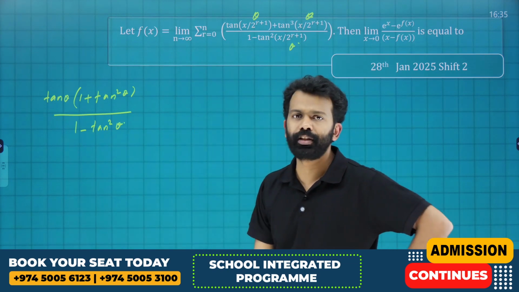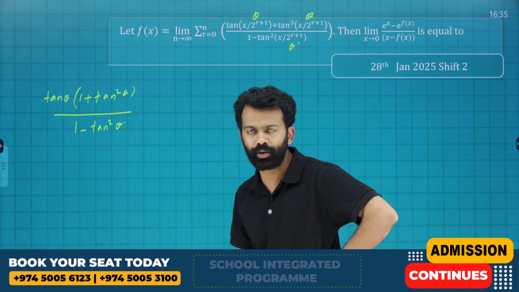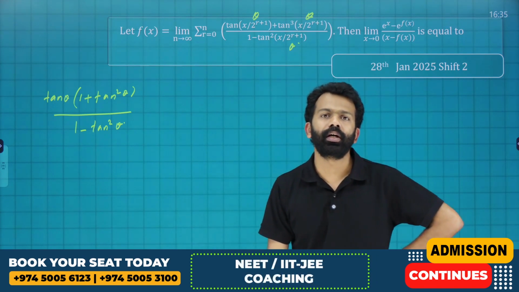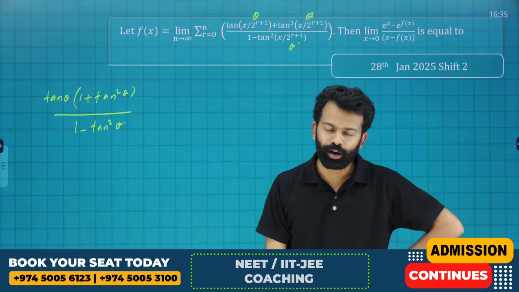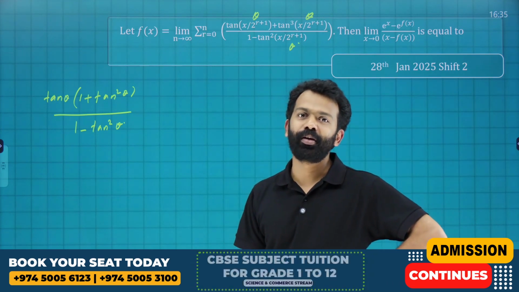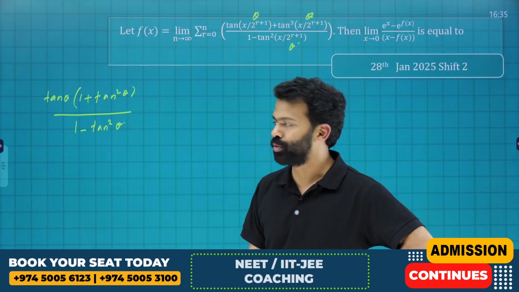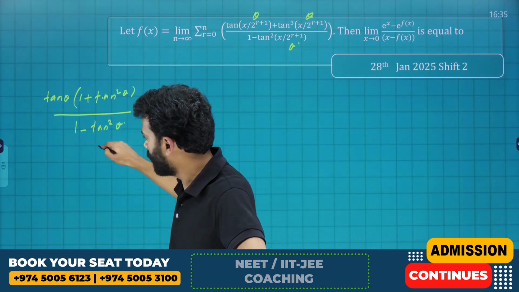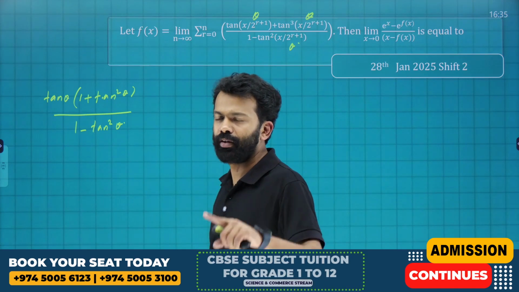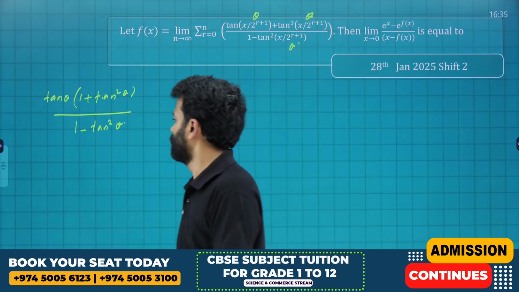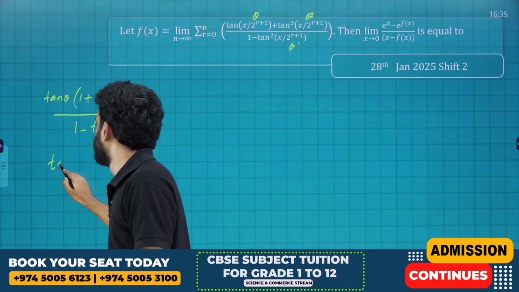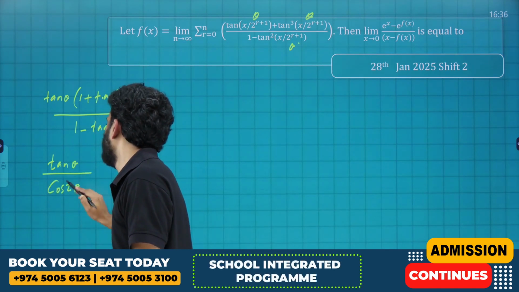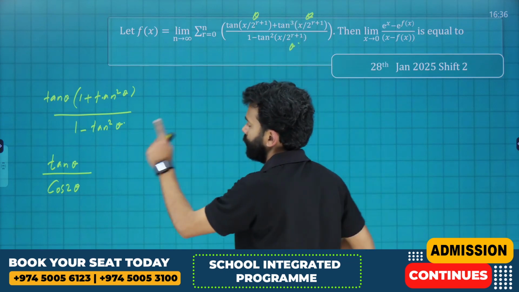So what is 1 plus tan square theta divided by 1 minus tan square theta? Have you seen it anywhere? Or what is 1 minus tan square theta divided by 1 plus tan square theta? 1 minus tan square theta divided by 1 plus tan square theta is nothing but cos 2 theta. So this I can write like this: 1 minus tan square theta by 1 plus tan square theta, and that is cos 2 theta. So basically it will be tan theta divided by cos 2 theta. Okay, we have simplified from this to this.